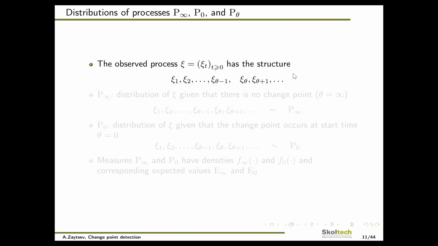This is our model, the simplest one, but quite often useful if you know that you have this change in the mean.